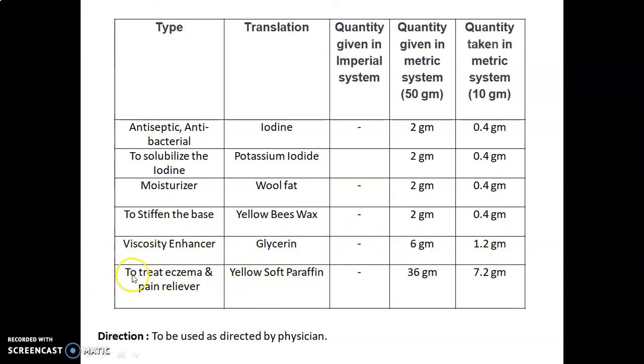Yellow soft paraffin is used to treat eczema, that means to treat or reduce inflammation, swelling or edema, and as a pain reliever. Quantity given 36 gram, taken quantity should be 7.2 gram. Direction: to be used as directed by the physician.